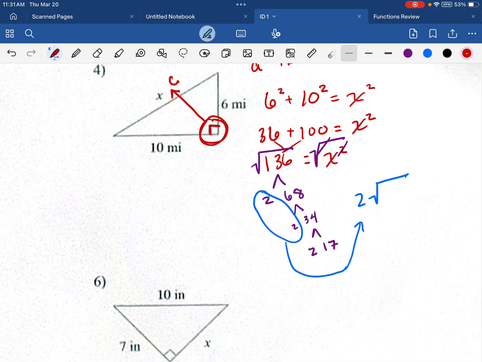Now, we also want to pay attention to who doesn't have a buddy. I'm looking for numbers that have no legs and no buddies. And it looks like this 2 and the 17 have no buddies, no legs, so they have to stay inside. If I was going to simplify this, I would say 2 square root of 2 times 17, 34.